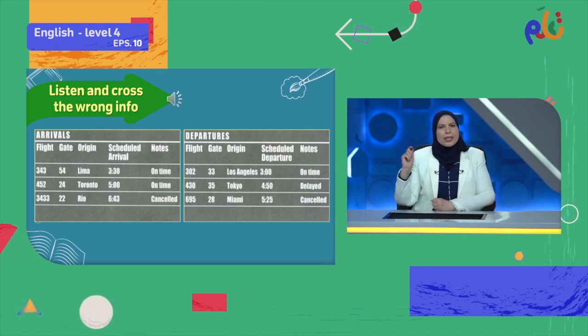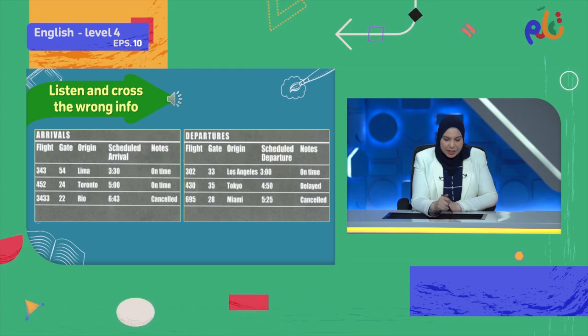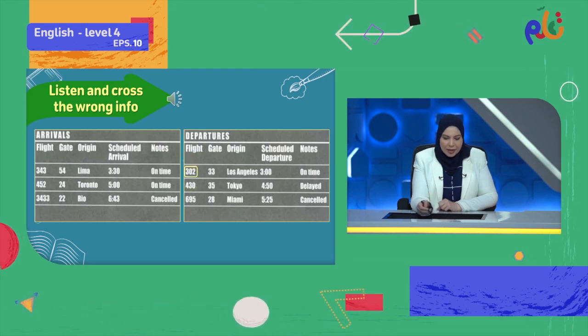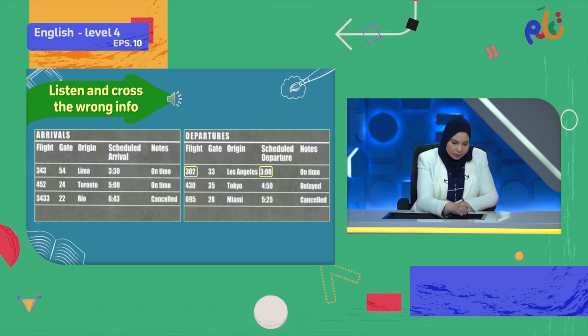So first of all, this conversation, where did it take place? This conversation is taking place in the check-in counter. And she's trying to check in and she's getting her boarding pass. Within the conversation, there are two pieces of information that were said wrong. So, the first piece of information is here, and the second piece of information is here. So, try to listen again. Get me what is the correct information.